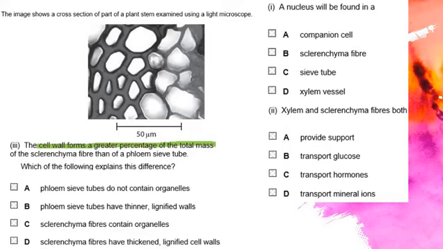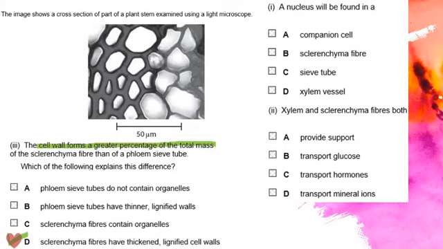So, even though phloem sieve tubes do not contain organelles, this is true, they just have cytoplasm, that isn't linked in any way to the cell wall, so we're going to leave that where it is. The next option, phloem sieve tubes have thinner lignified walls. Well, phloem doesn't contain lignin, so that's nope. Next up, sclerenchyma fibers contain organelles, which is just false. So the only answer that leaves us with is D. Sclerenchyma fibers have thickened lignified cell walls.